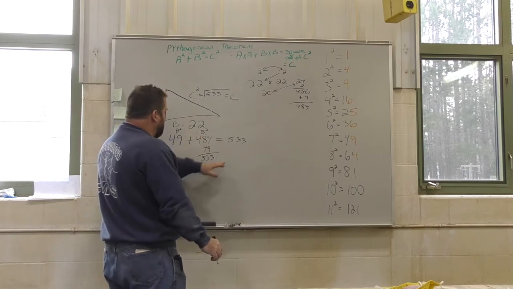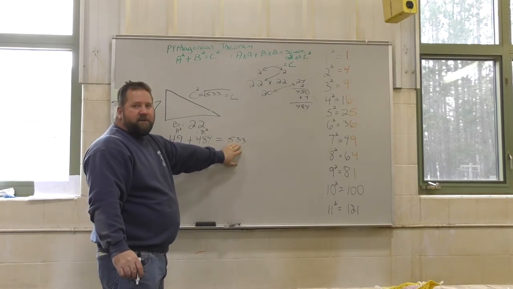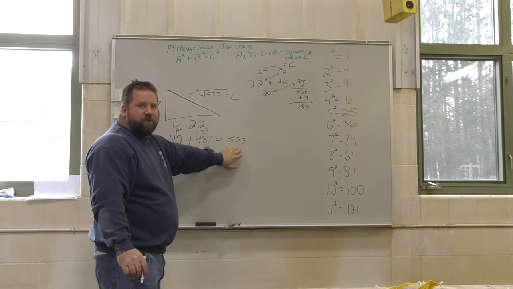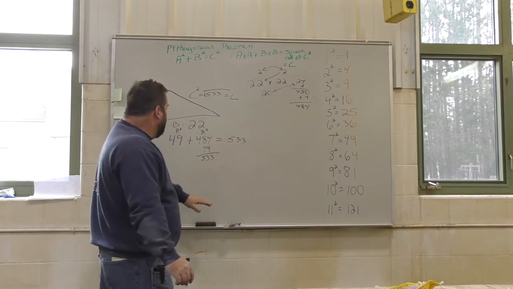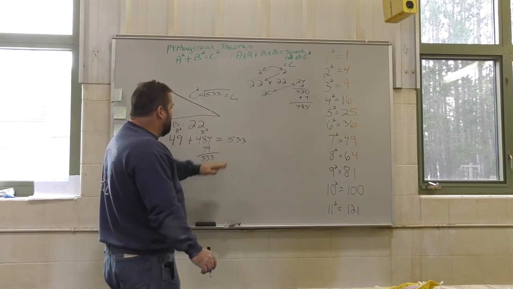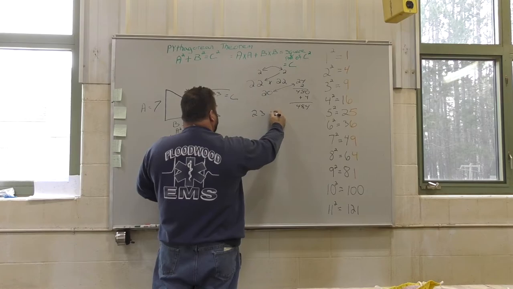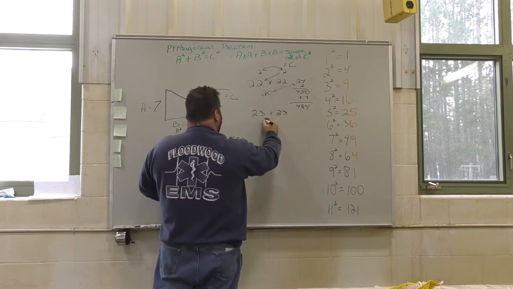Let's try 23. So we need to find some number that is squared that is close to 533, the closest number squared without going over it. We know that 22 squared is 484. That's too small. We'll just try one higher. So we'll try 23.